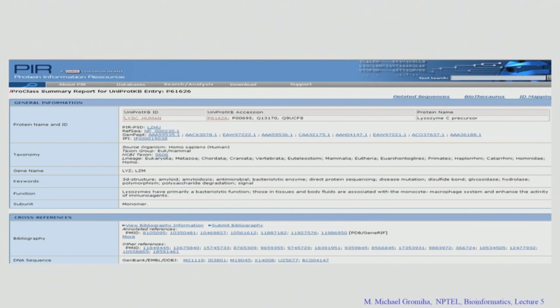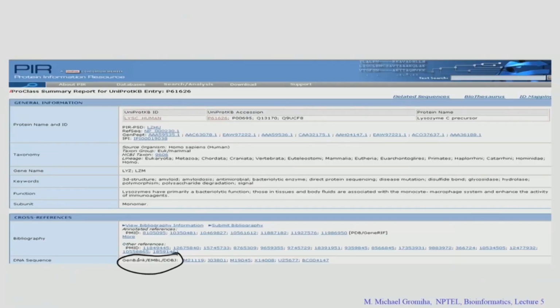Then you give the cross references, right. So, they give the bibliography and DNA sequence. What are the different DNA sequence databases? DDBJ, EMBL and GenBank, right. So, they give the links with all the databases, right: GenBank, EMBL or the DDBJ and so on.